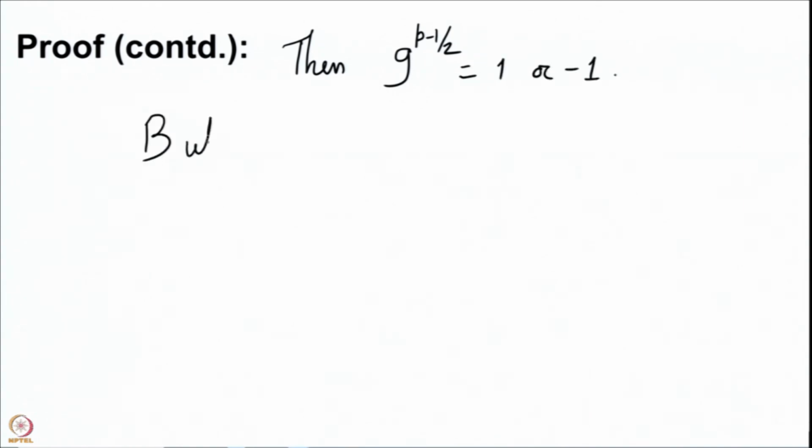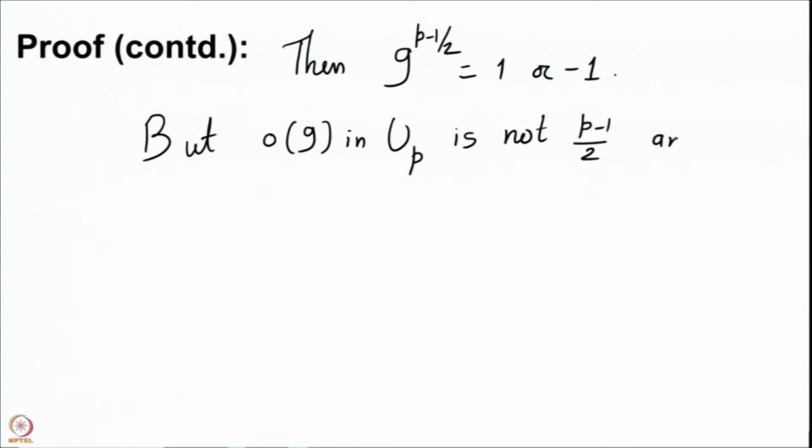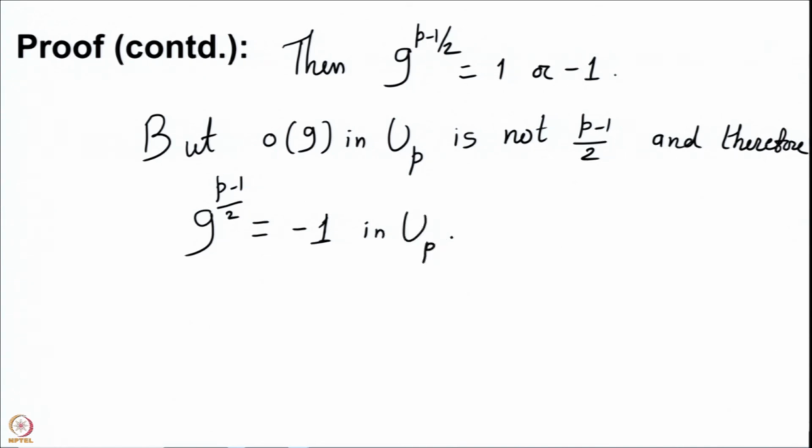But the order of g in UP is p minus 1. So it is not this number which is smaller than p minus 1, and therefore the power p minus 1 by 2 of g has to be minus 1 in UP. So this completes the proof.